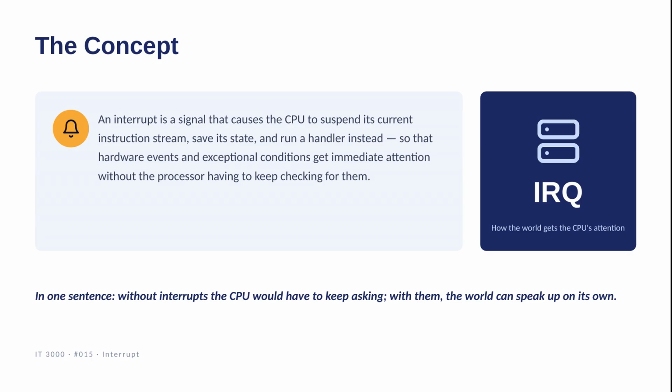It's a signal, often called an IRQ, short for interrupt request, that tells the CPU to pause whatever it's doing, carefully save its current state so it can resume later, and jump into a small piece of code called a handler. Once the handler finishes dealing with whatever came up, the CPU picks up right where it left off. In one line, without interrupts, the processor would have to keep asking. With them, the world can finally speak up on its own.